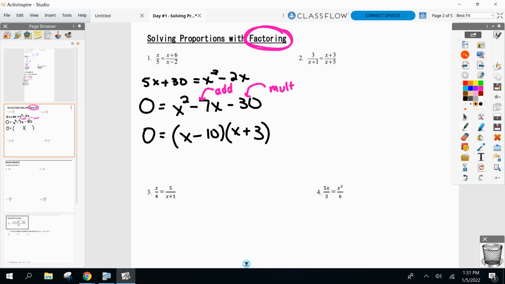All right, I still need values of x, though. X equals what, though? What's my final answer? That's where I go now. I set each of them equal to 0 and solve for x. So we get x equals 10, x equals -3. Two answers. Could be either one, what makes that proportion true.